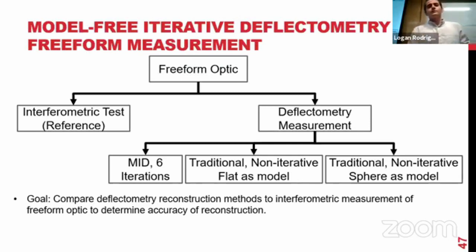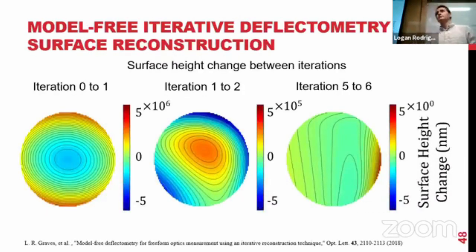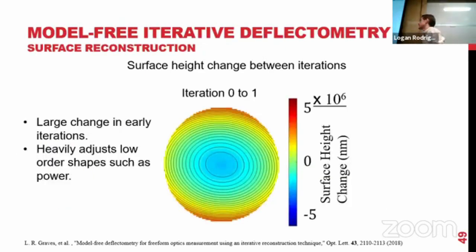So for the model-free iterative deflectometry, I want to highlight first what that iteration looks like as the surface evolves in its reconstruction process. In the first step, we can see the surface height change. This is a contour map. If anyone is a hiker, you'll be familiar with it, but broadly it's showing how that height is changing. We can see primarily changing as it's becoming concave and spherical. We see that the surface height change is in nanometers per unit. That's millimeters of change. It went from a flat to sinking down millimeters. That's a huge difference. And it's heavily adjusting primarily low frequency shapes, such as power, such as astigmatism, that Pringle shape, et cetera.